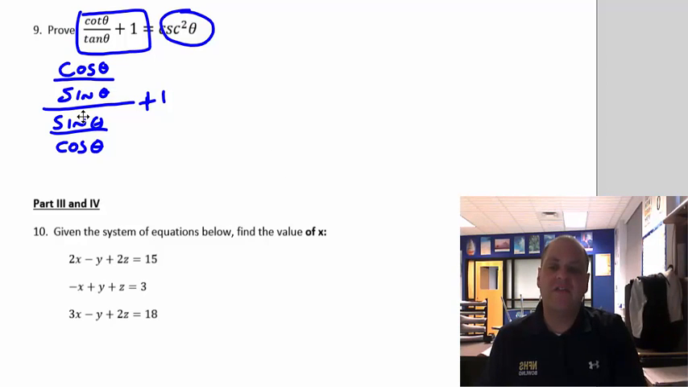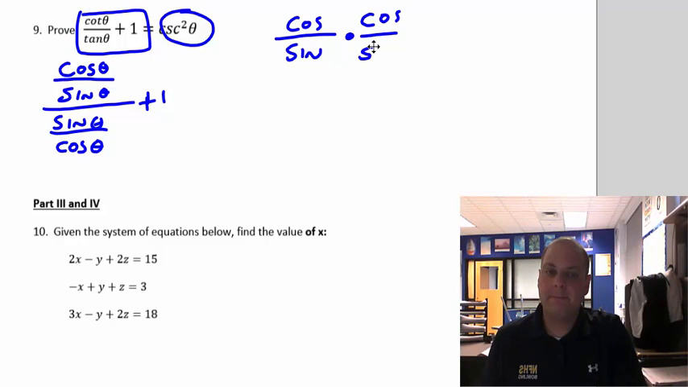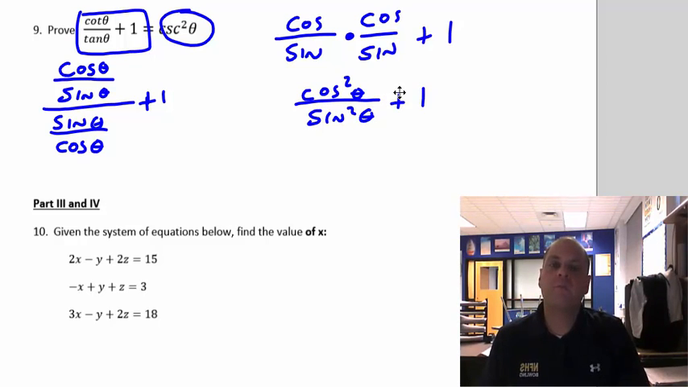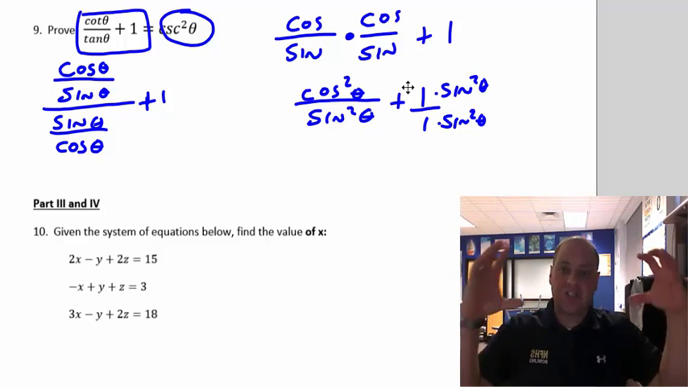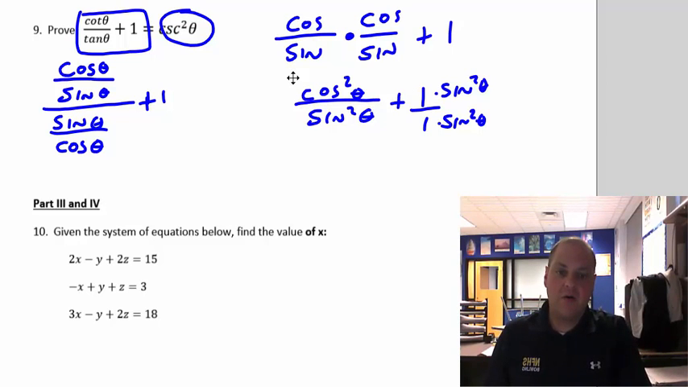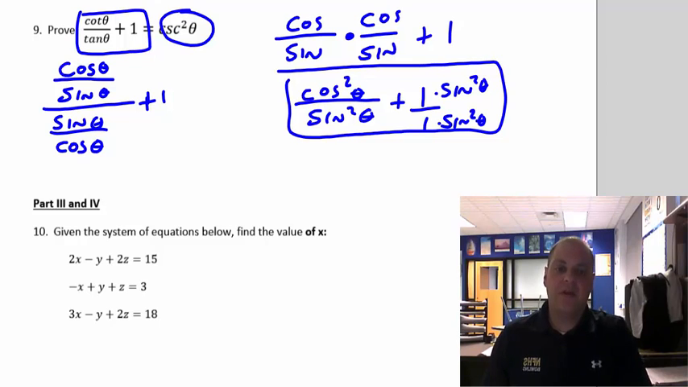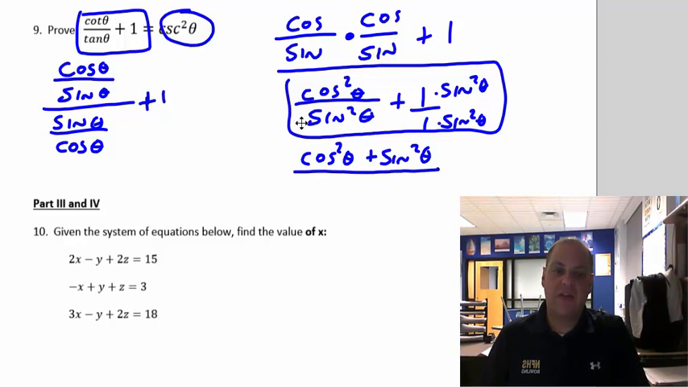Now, cosine over sine divided by sine over cosine. Let's do that over here. I'm going to get rid of the thetas just to make it easier. So it's cosine over sine times, remember, keep change flip, cosine over sine, plus 1. So that's going to be cosine squared over sine squared plus 1. All right, so now it's 1 over 1. Now we need a common denominator, so we're going to go times sine squared over sine squared. Now I'm going to combine my fractions because I have a common denominator. The top is cosine squared plus sine squared over the common denominator of sine squared.